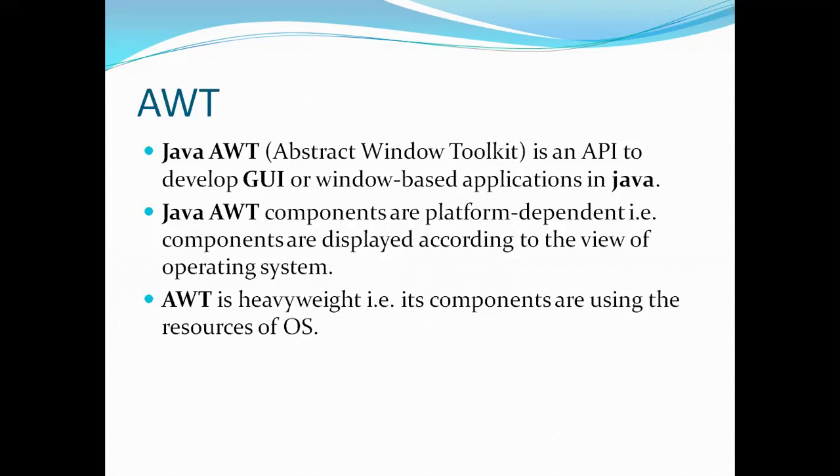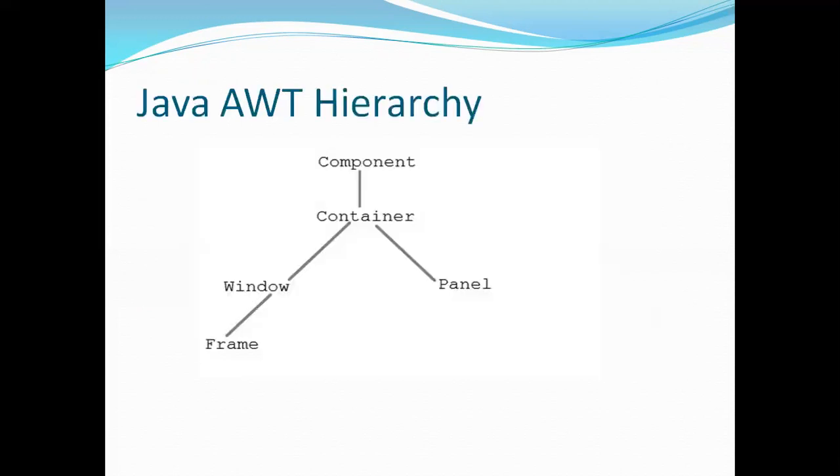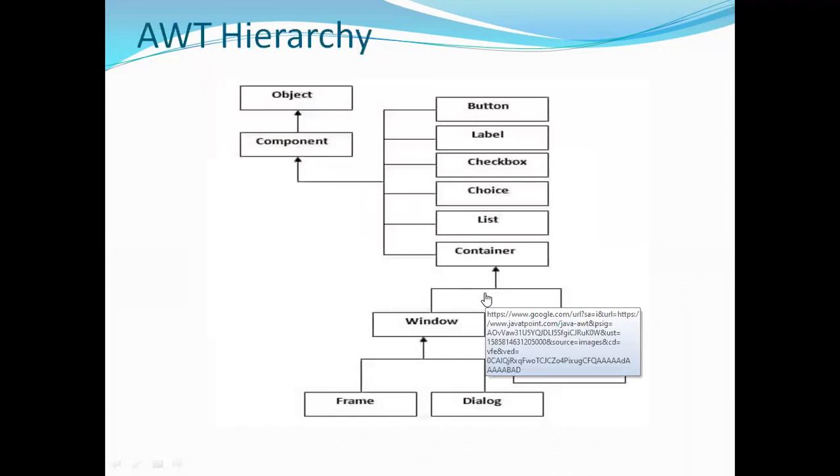So now let's see how to create window based applications using AWT. Before that, we have to know the AWT hierarchy. The AWT hierarchy represents the different parts of AWT components. That is, the topmost is a component. Under that, we have a container. Under that, we have window and frame on one side. On the other side, we have panel. Now, let's see all these in detail.